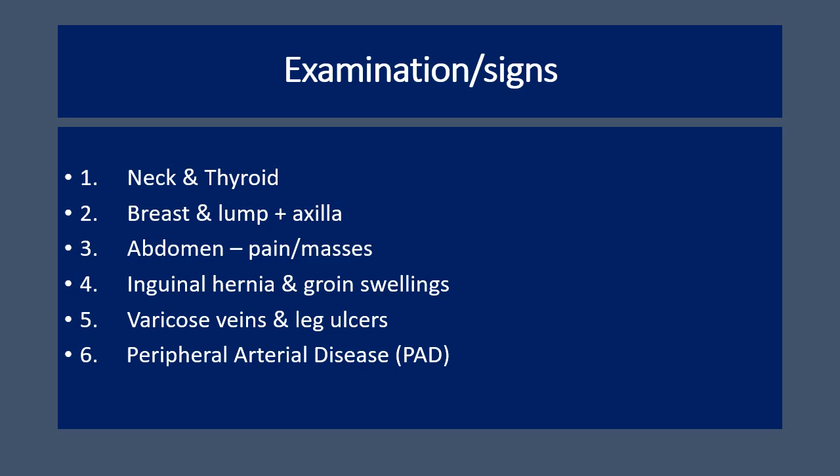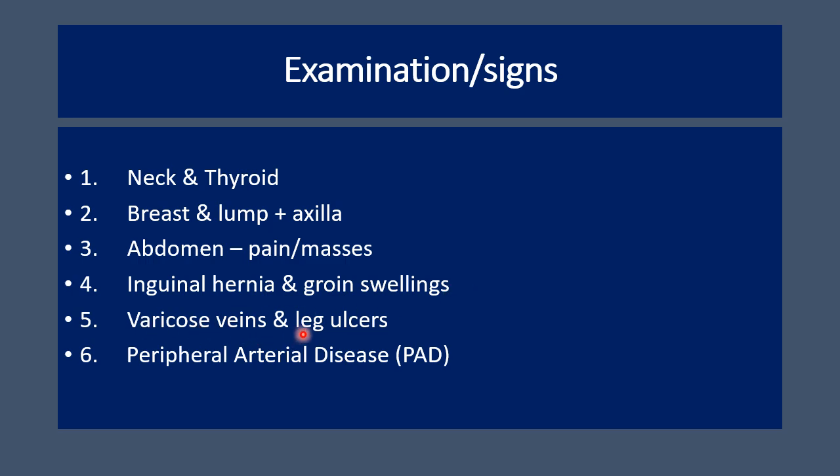Then, as far as the signs are concerned, very important. These are the 6 important subjects or topics for examination. Neck and thyroid, which we'll be covering today. Breast lump and axilla examination. Examination of the abdomen, especially patient with pain or masses, how to go about assessing a patient with abdominal problems. Examination of the inguinal hernia, incisional hernia, or groin swellings, especially inguinal scrotal swellings.